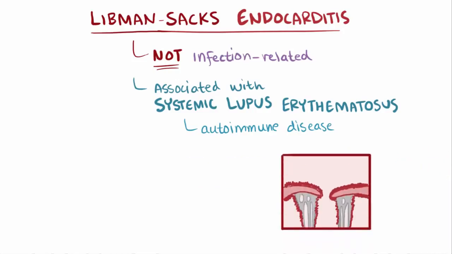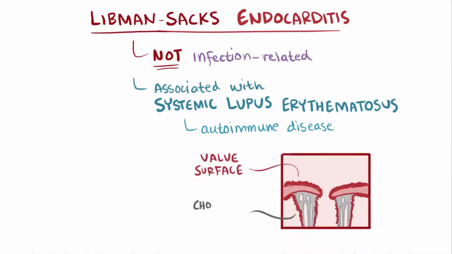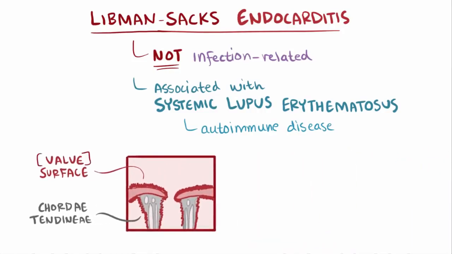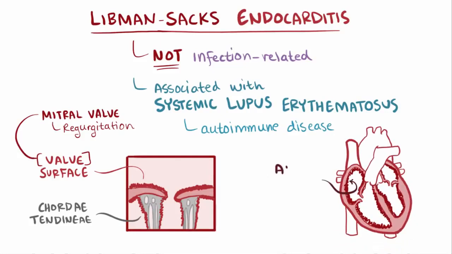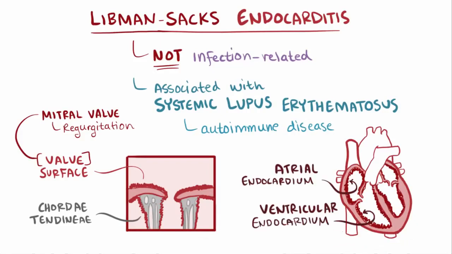These areas of inflammation can happen anywhere on the valve surface, or chordae tendineae, but typically happen on the mitral valve, leading to mitral valve regurgitation. In this case, inflammation can also happen on the atrial endocardium or ventricular endocardium as well.